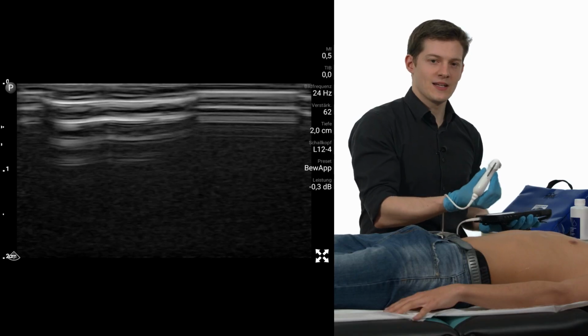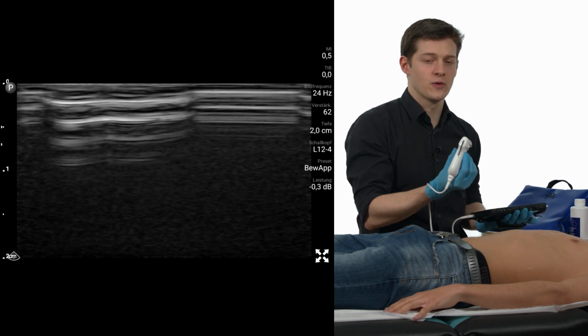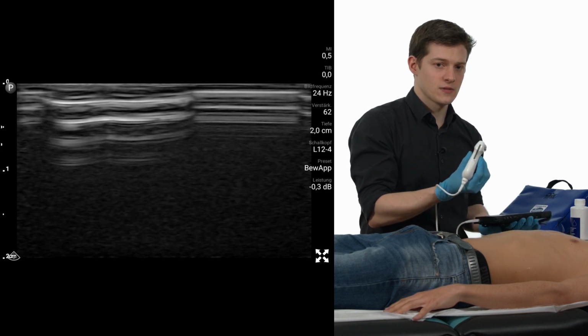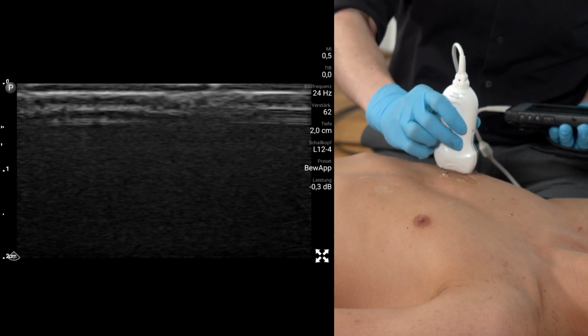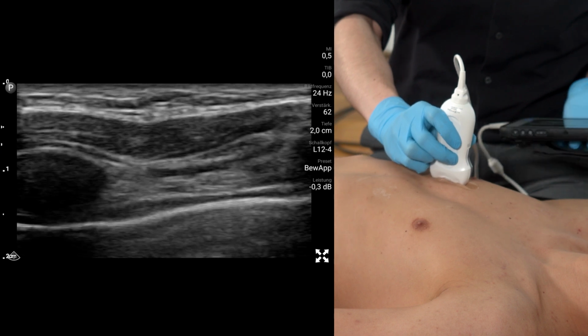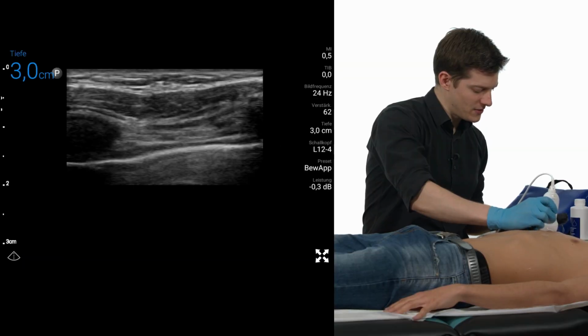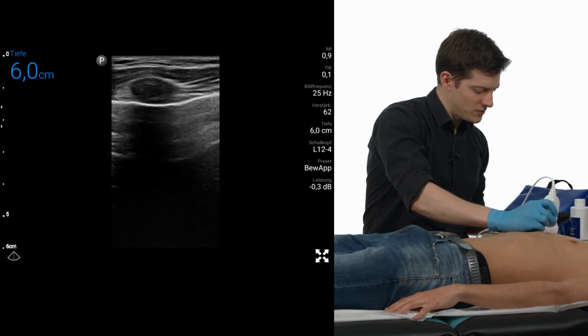Let's go to the scanner and scan the anterior chest. For scanning the anterior parts of the chest, we switch to a linear transducer, but you also can use a convex transducer. Be always sure to position the transducer on the highest point of the thorax. We start on the right side and initially we have to adapt the depth. So in between 5 to 6 centimeters might be fine.